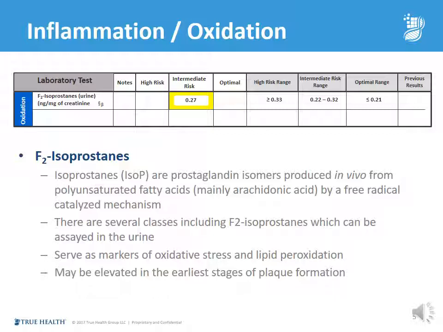And they have been, in studies, shown to be elevated in the earliest stages of plaque formation. Of course, another result of oxidative stress is the formation of minimally oxidized LDL particles, which can also be assayed in the plasma. And sometimes these two biomarkers can go hand in hand. If urinary F2 isoprostanes are up, it is likely that some degree of LDL oxidation is occurring. And of course, that can also be evaluated using the OX-LDL biomarker.